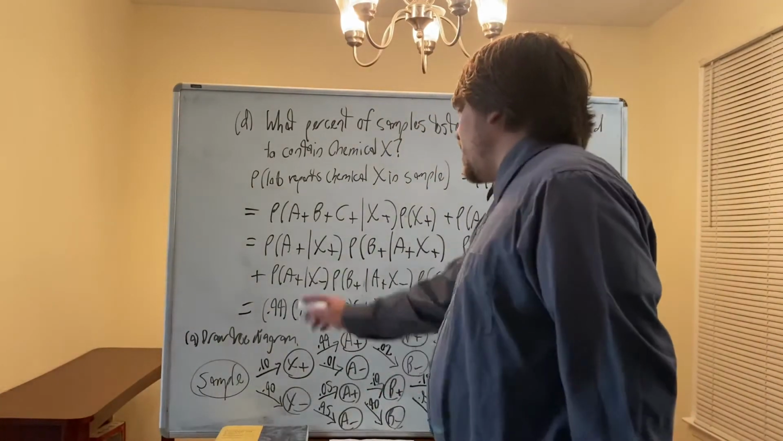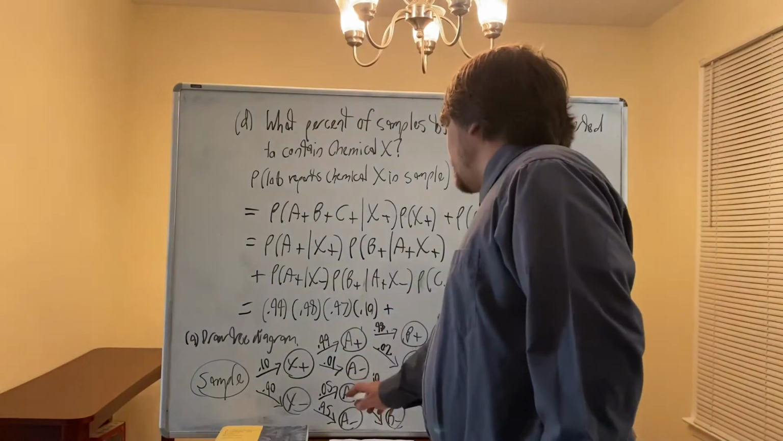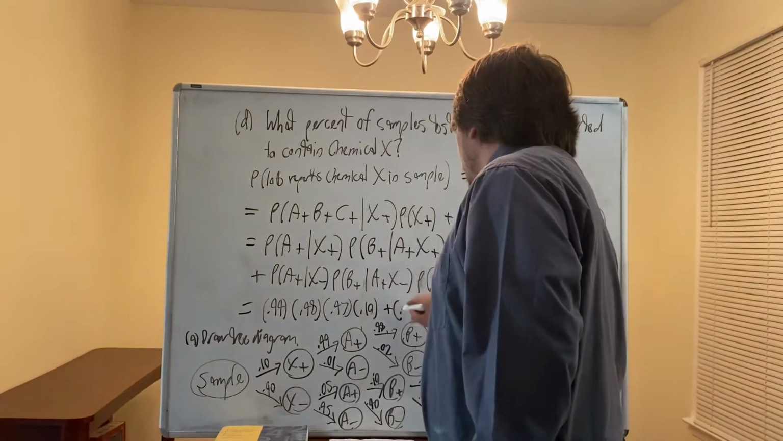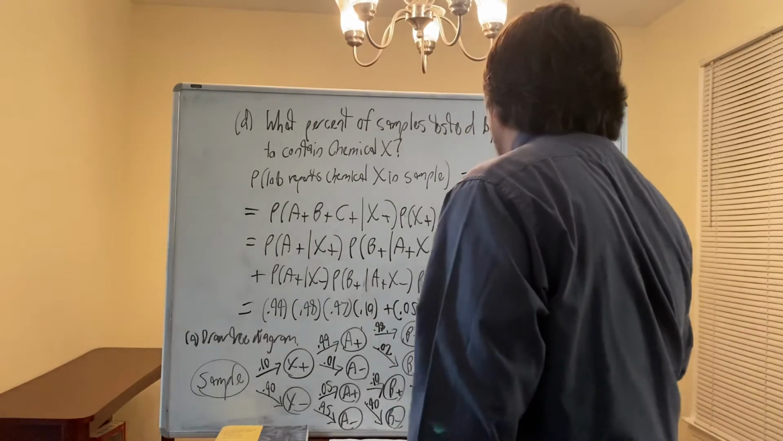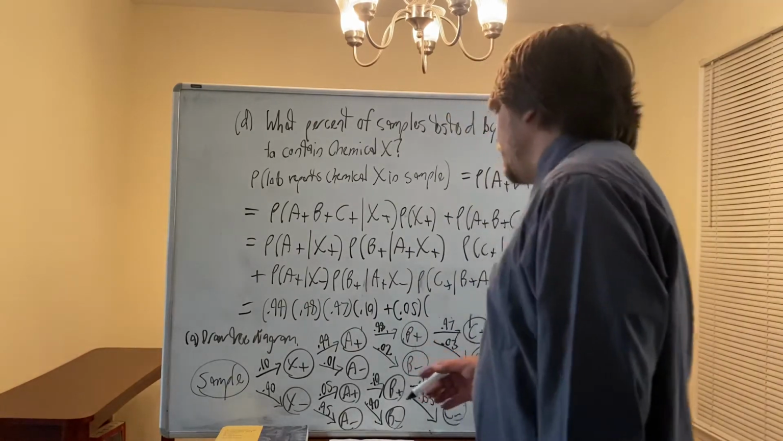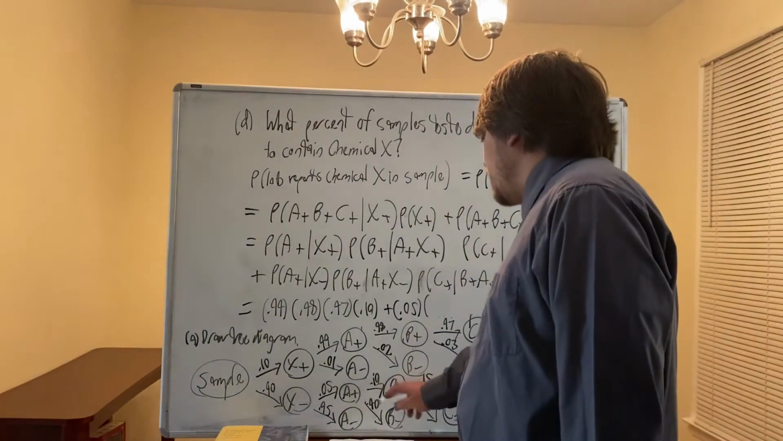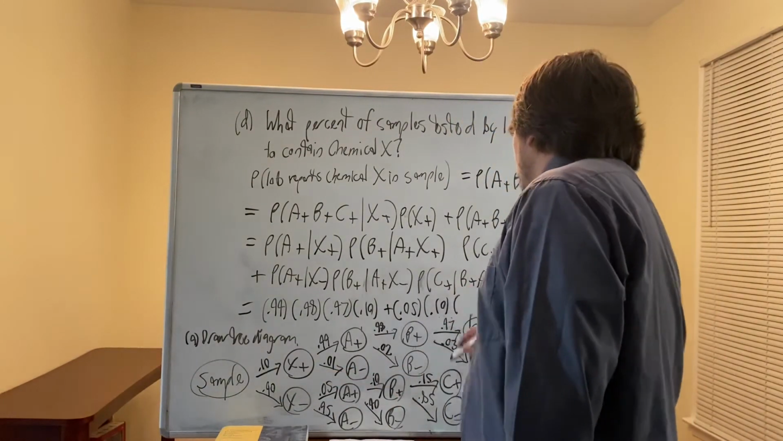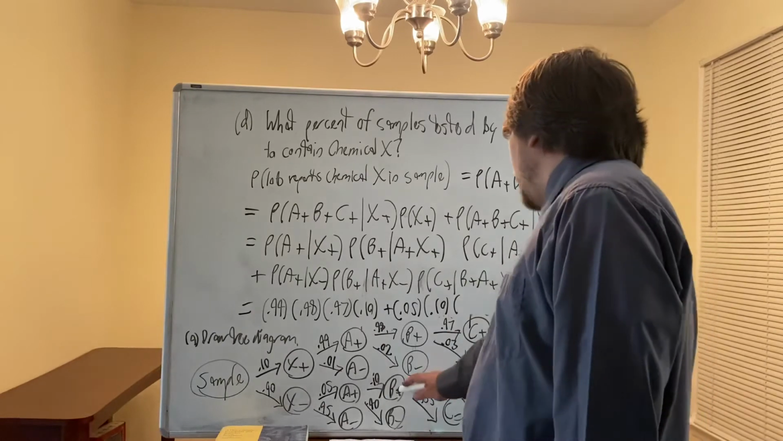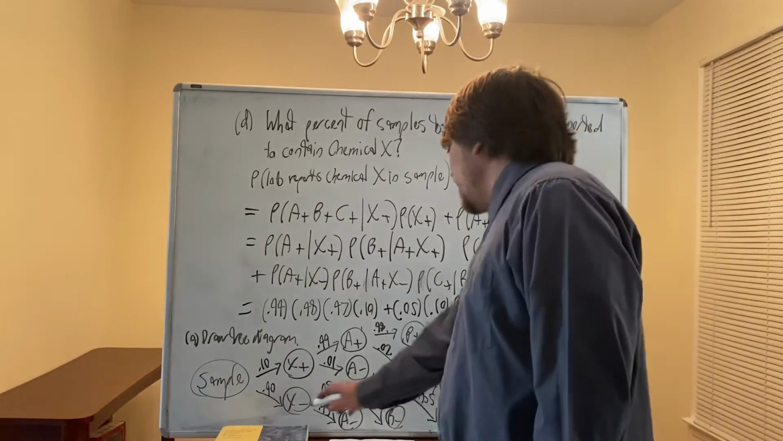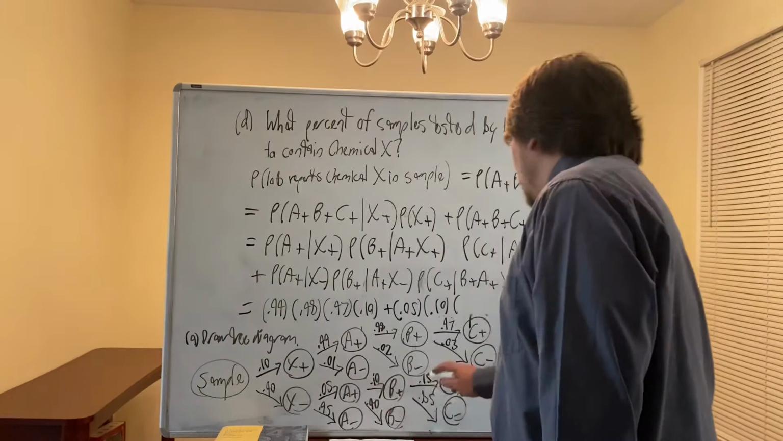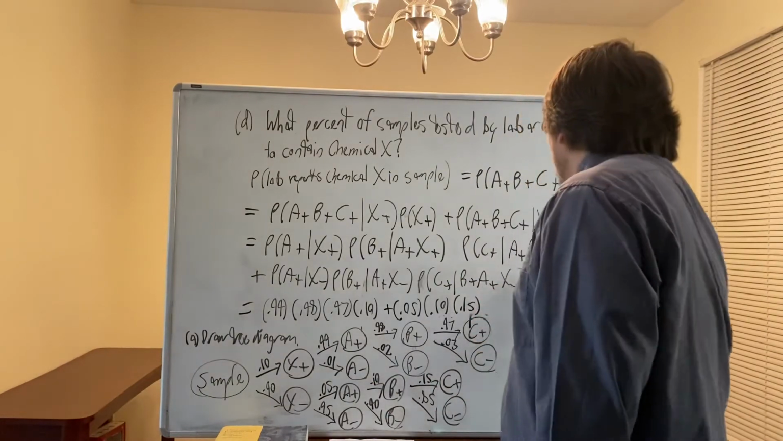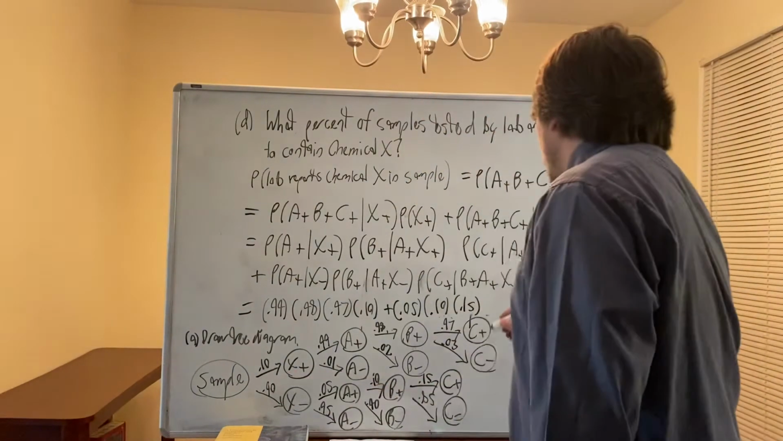Plus the probability that A comes back positive given that X is not in the sample, that's 0.05. Times the probability that B comes back positive given A came back positive and X is not in the sample, that's 0.10. And times the probability that C comes back positive given A and B came back positive and X is not in the sample, and that's 0.15. And times the probability X is not in the sample, which is 0.90.